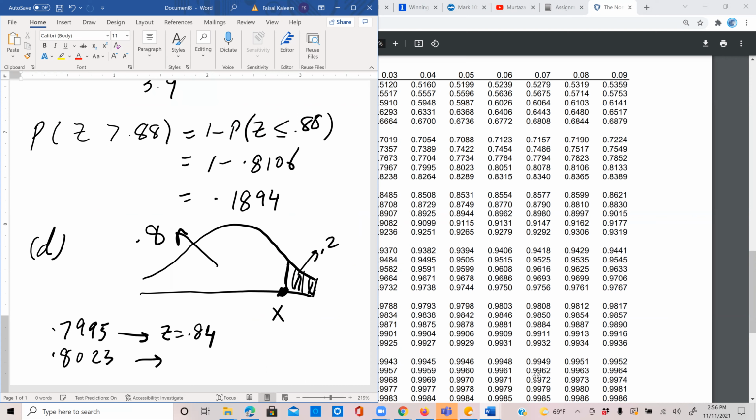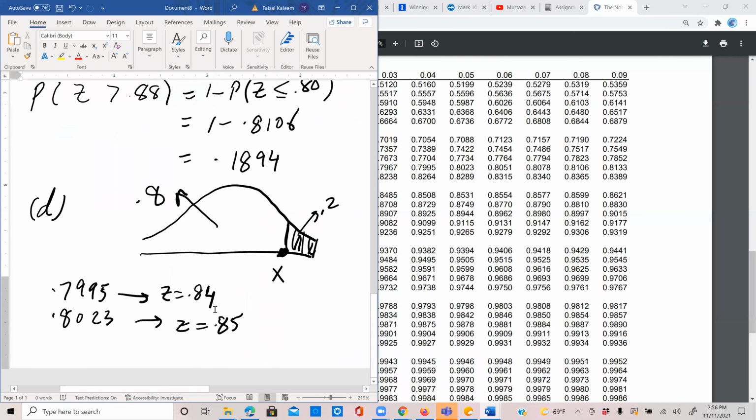0.8023 corresponds to 0.85. And by interpolation, we actually try to find the third decimal place, because we know it's somewhere between z equals 0.84 and z equals 0.85. And normally, even if you just find a third decimal place, that should be a good enough interpolation.